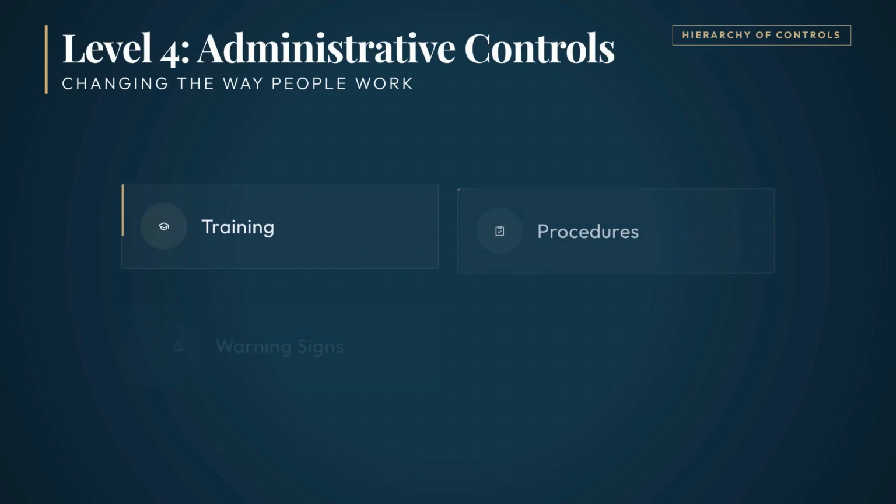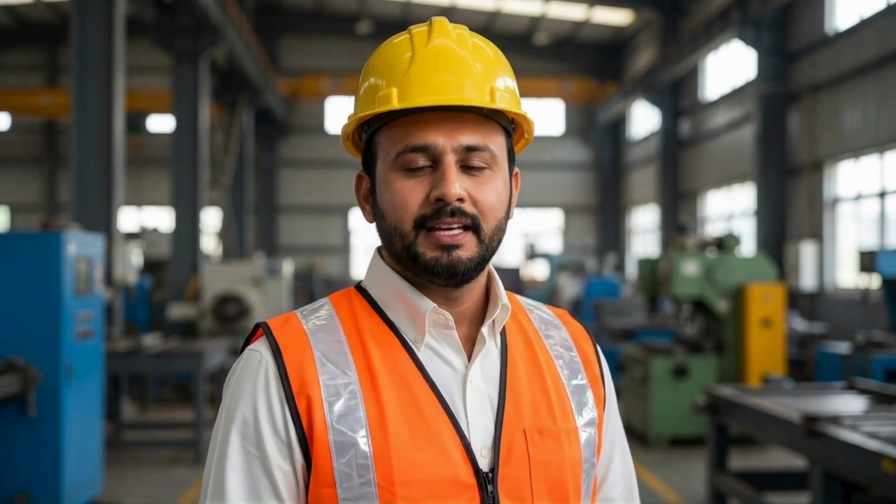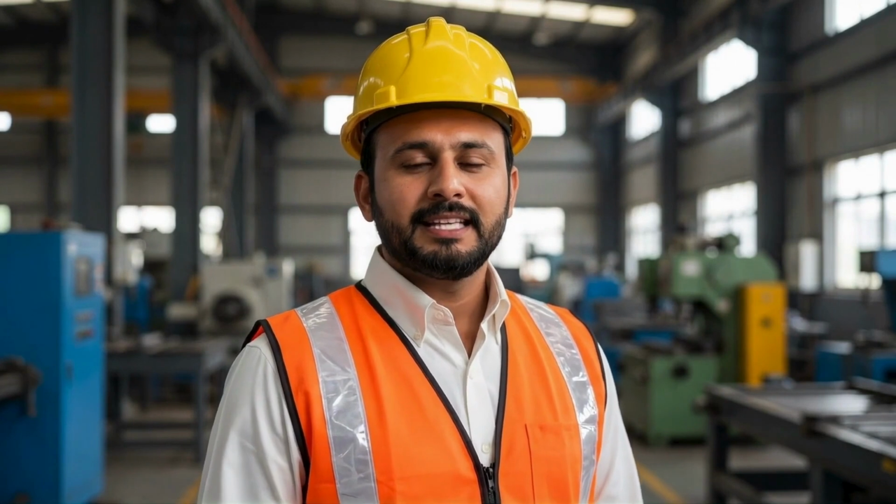Administrative controls involve changing the way people work. This includes training, procedures, warning signs, and work schedules. For example, rotating workers to reduce exposure time. These controls are less effective because they depend on human compliance. The last level is personal protective equipment, or PPE. This includes helmets, gloves, goggles, and safety shoes. PPE does not eliminate hazards. It only protects the worker. That is why it is considered the least effective control.